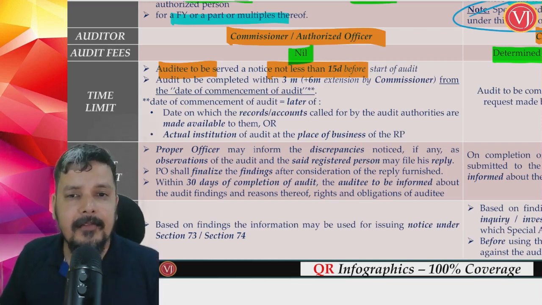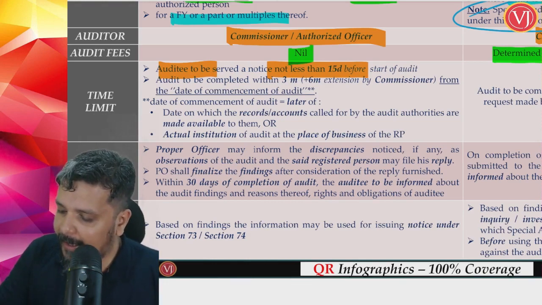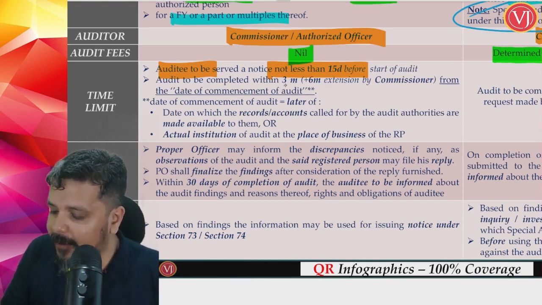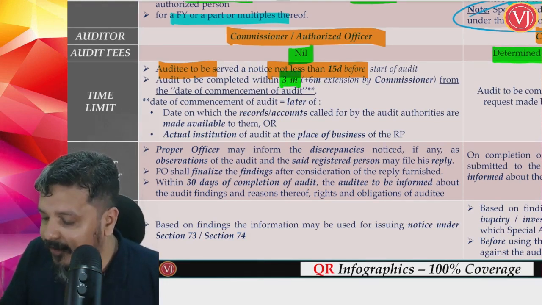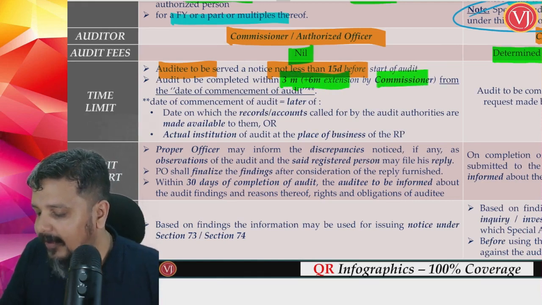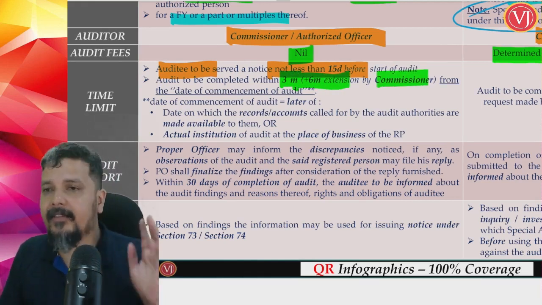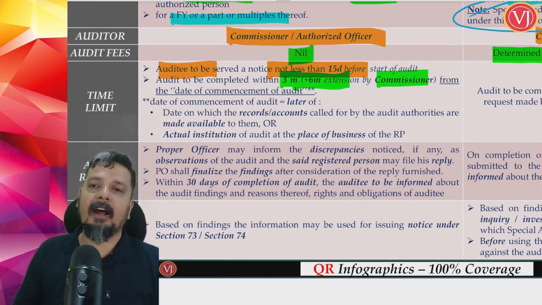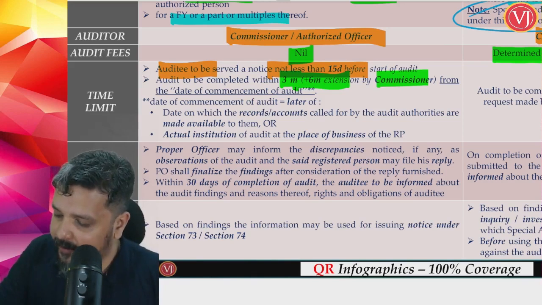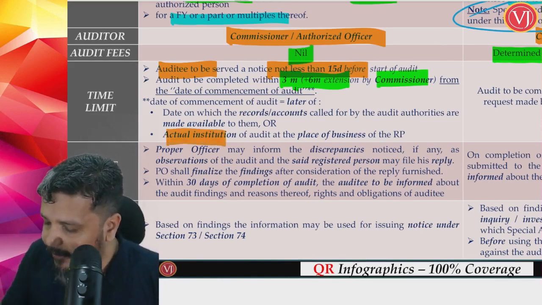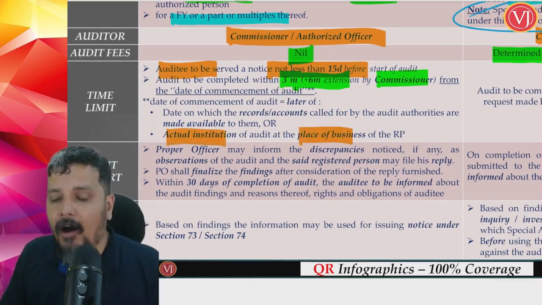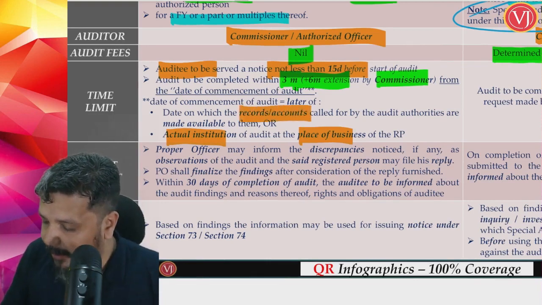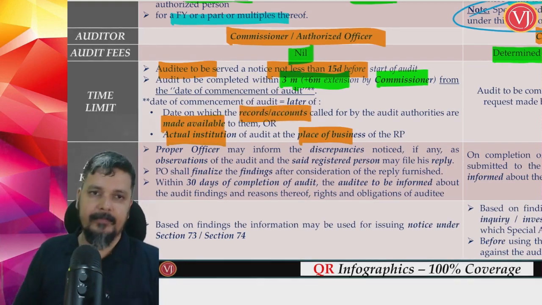Minimum 15 days' notice will be given and the audit needs to be completed within 3 months plus 6 months extension by the commissioner. 3 plus 6. But what is the starting point? The starting point is when they actually start the audit, or when all the accounts are made available to them.